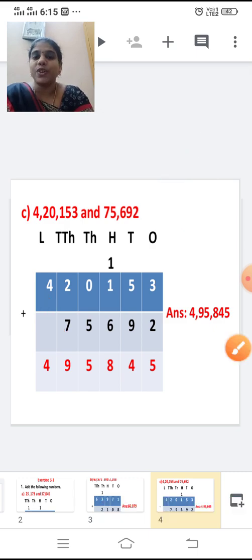So first we have to add the ones place. 3 plus 2 is 5, so write it down. Then 5 plus 9 is 14. 4 I am writing here, and 1 I am carrying over to the hundreds place. Now add the hundreds place. 1 plus 1, 2. 2 plus 6, 8. Then thousands place, 0 plus 5, 5. Then the 10,000 place, 2 plus 7, 9. Then the lakhs place, 4.